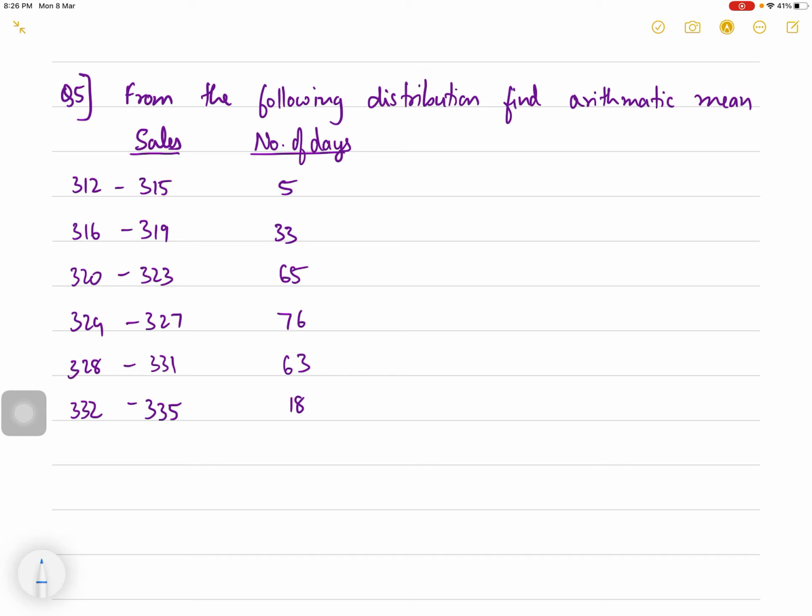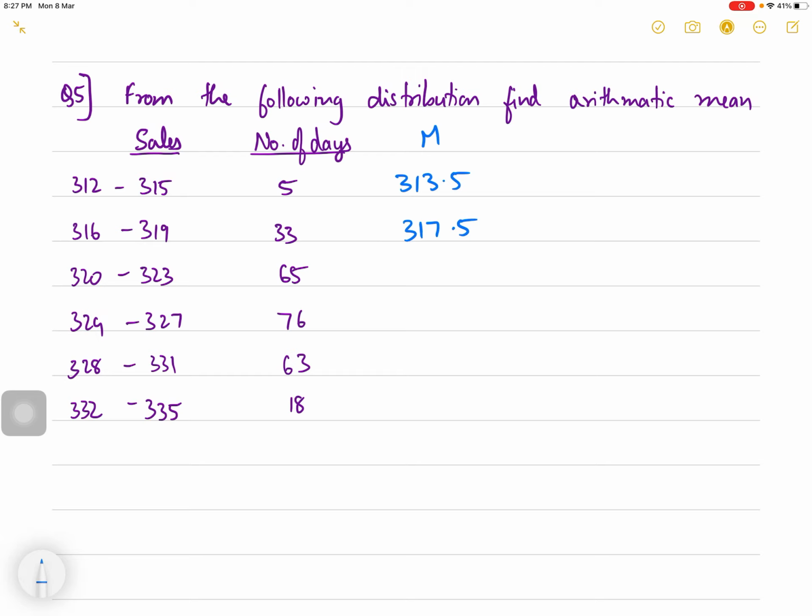I'll solve using the step deviation method because the width is the same. So C is equal to 4. X is given. Number of days are given. Now let us calculate the midpoint first. So my midpoint, 312 plus 315 divided by 2, comes to 313.5. 316 plus 319 divided by 2 is 317.5.